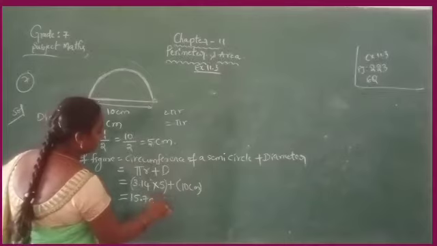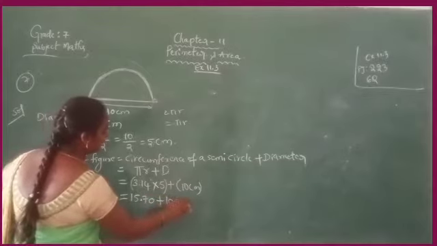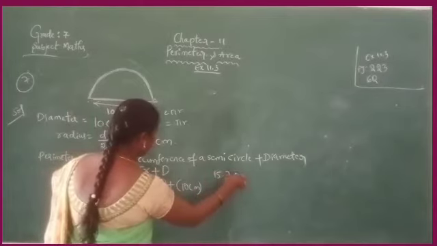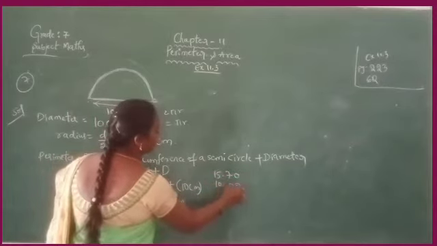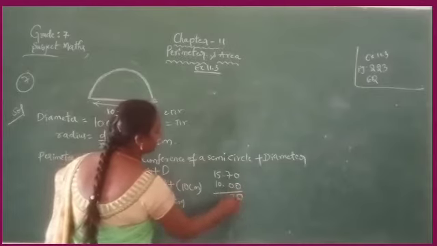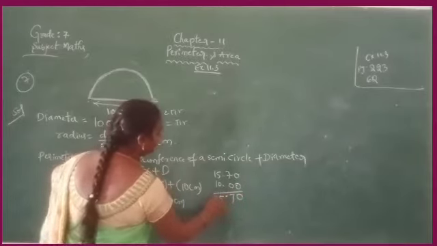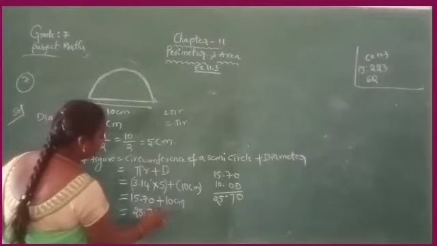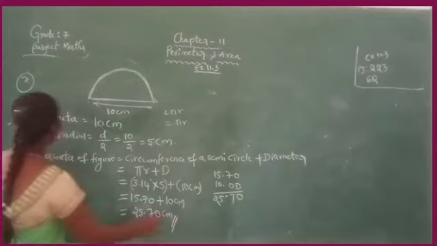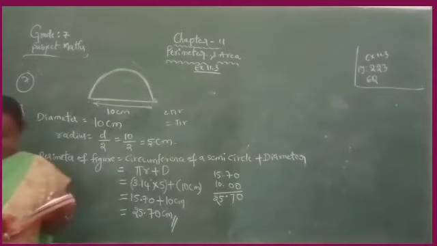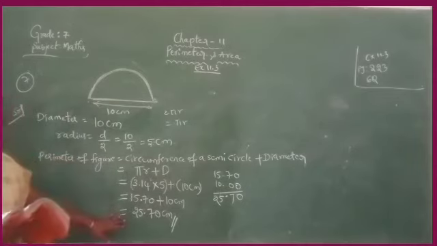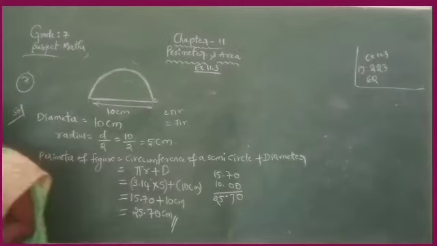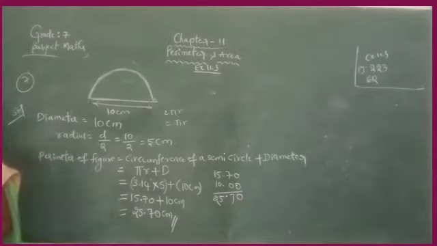15.70 plus 10 centimeters. Now add these two, 15.70 and 10.00, that is 25.70 centimeters. That is the perimeter of the figure. 25.70 centimeters. Very good.